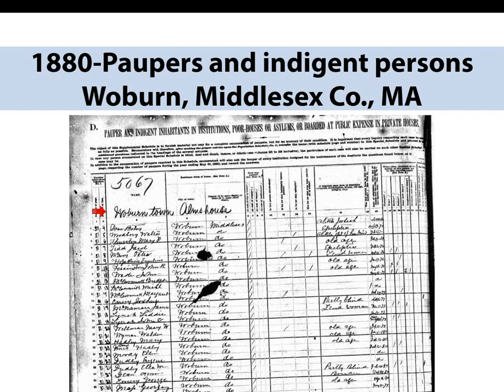So we can see this is in the Woburn Almshouse, and there's a whole bunch of people that are included in here. It gives information about what their ailments are, and then whether or not they had been in an institution before, and if they were having trouble with seeing or hearing, and that would be these tally marks here.